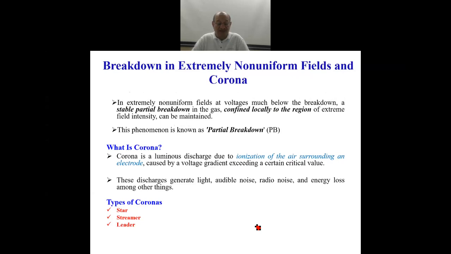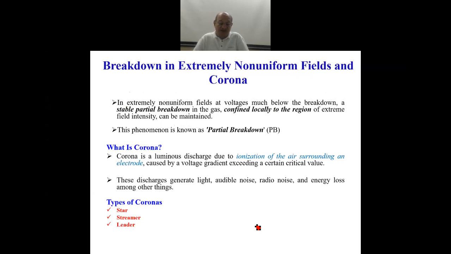These discharges generate light, as I mentioned, audible noise, and radio noise. Radio noise means radio interference, electromagnetic interference, EMI, we call it also. And there is an energy loss, among other things, in the corona activity or in the partial breakdown activity. Always it will be there.